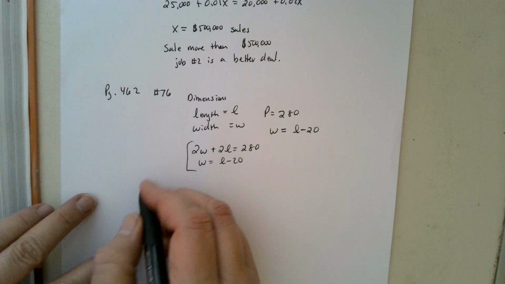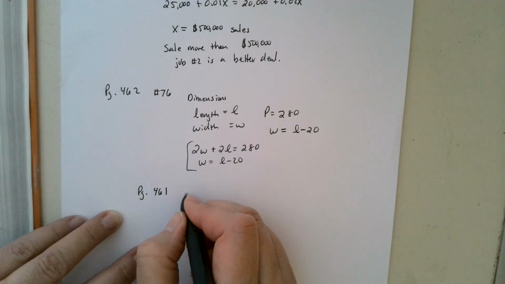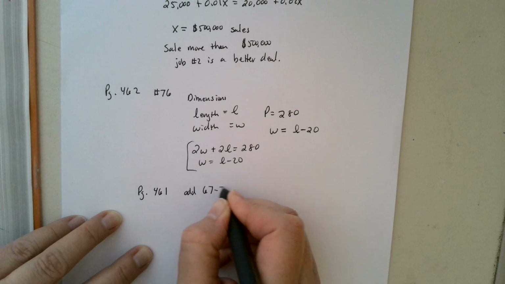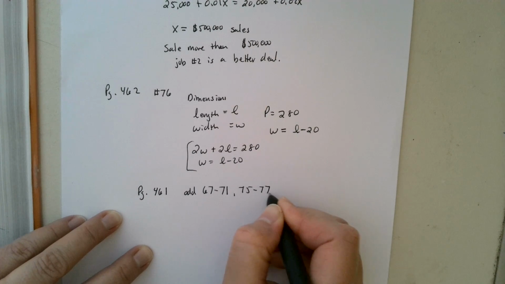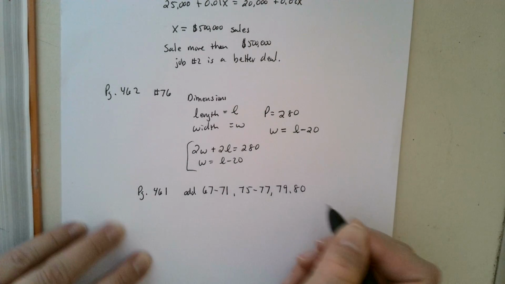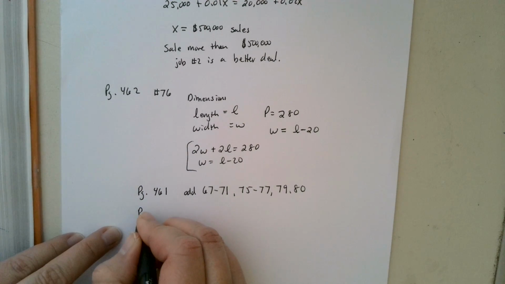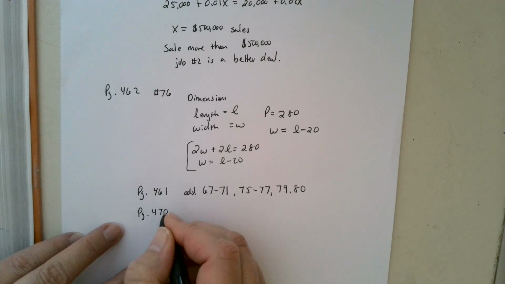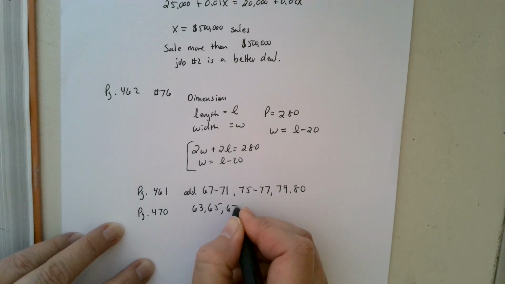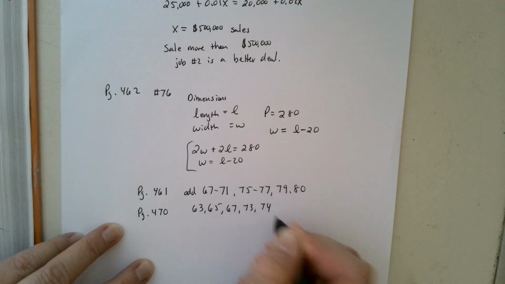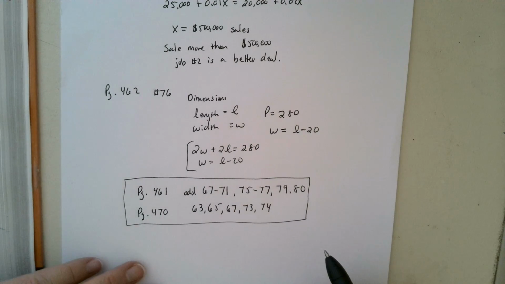So your homework for Thursday, page 461, I want you to do the odd 67 through 71, 75 through 77, 79 and 80. Now notice 76 is here. You can go ahead and finish this problem. We've got it set up for you. On page 470, I want you to try 63, 65, 67, 73, and 74. So these problems will be due Thursday.